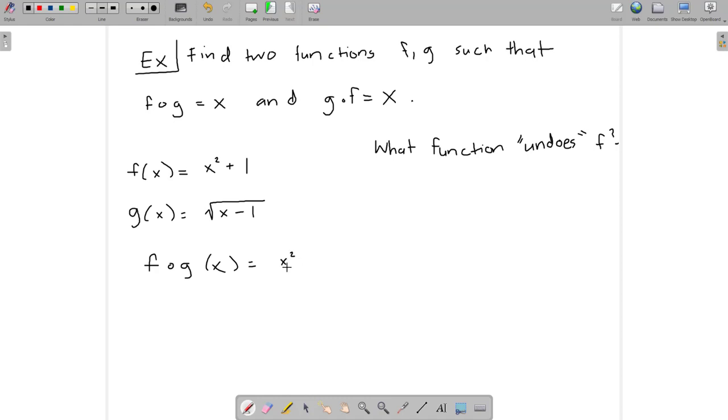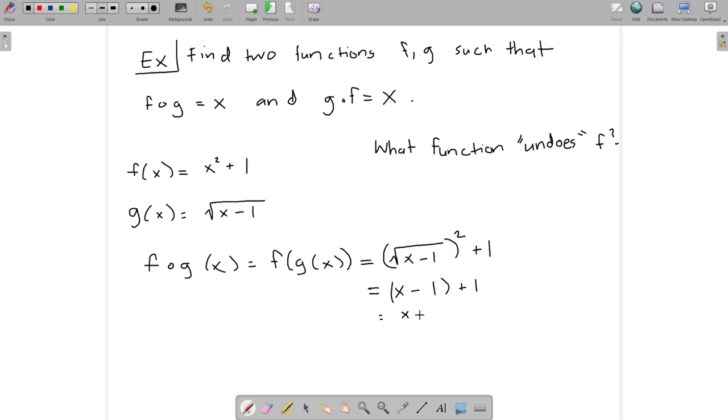So I'm plugging in g of x into f of x. So instead of the x here, I'm plugging in square root of x minus 1. And then I'm squaring it, adding 1. The squaring undoes your square root. So this part just becomes x minus 1. And then I have plus 1. So that does give me, in fact, x, which is what I wanted.